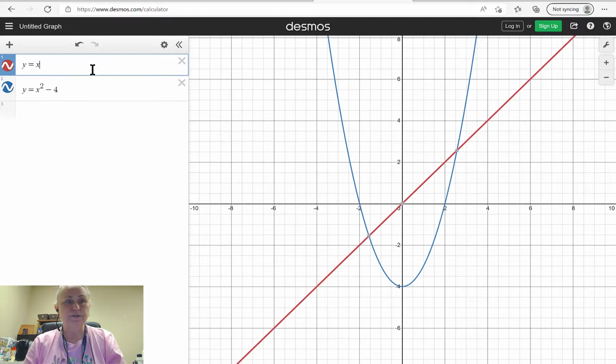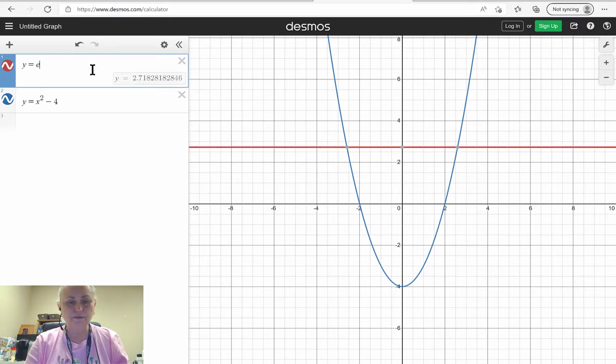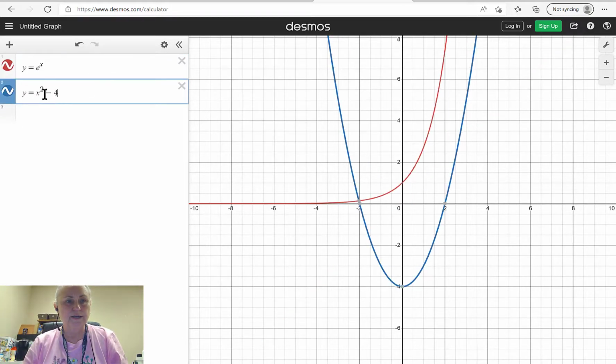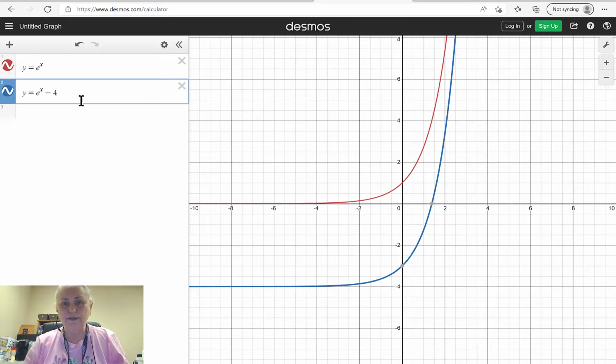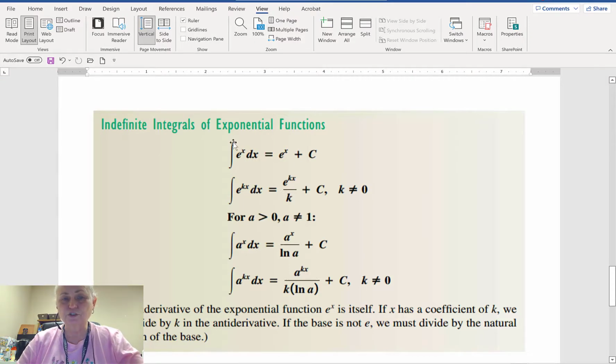If I have e to the x here, and then I have e to the x minus 4. Look, once again, these two functions have the same derivative. They're both e to the x. So we don't know if a constant was added or not. So with all indefinite integrals, that means we don't know anything additional about the function. We just know we've got to go back and find the original function. We have to add the plus c.